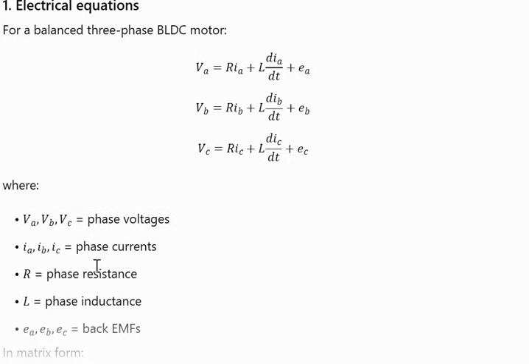Other parameters are shown here. VA, VB, VC are the phase voltages, and IA, IB, IC are the respective three-phase currents. R is the individual phase winding resistance, L is the phase inductance, and EA, EB, EC are the back EMF. We know the back EMF.